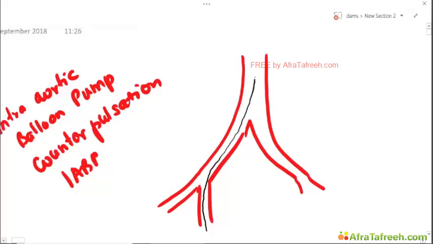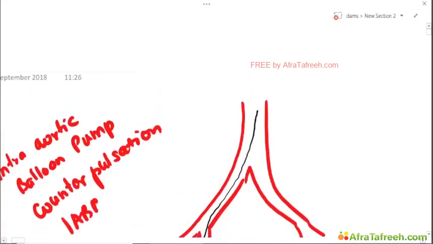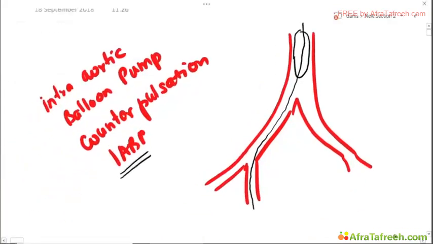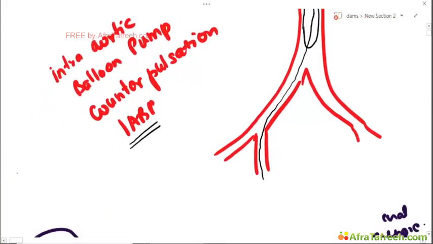A guide wire is inserted through the femoral artery into the aorta, and then a balloon is placed in the descending thoracic aorta. So now what it does is that, first of all, it is indicated in cardiogenic shock states.